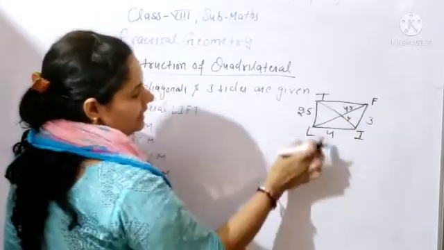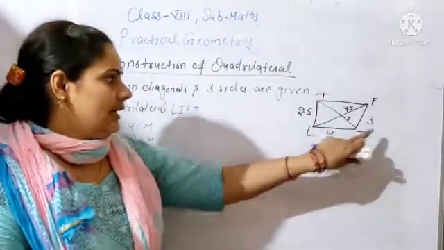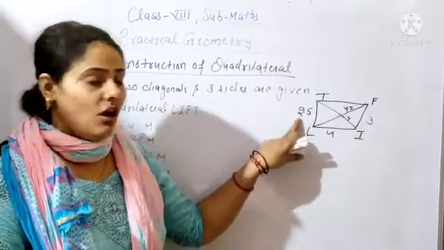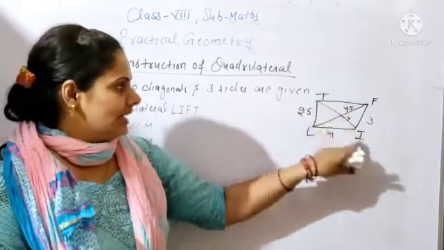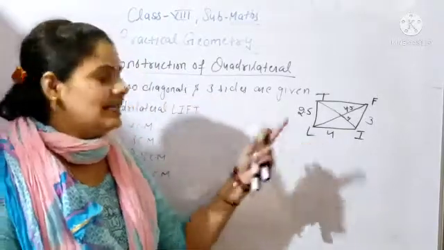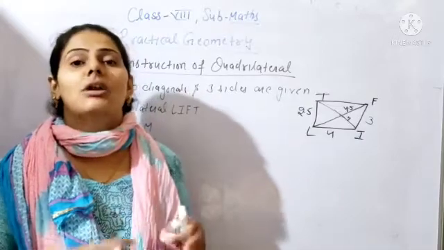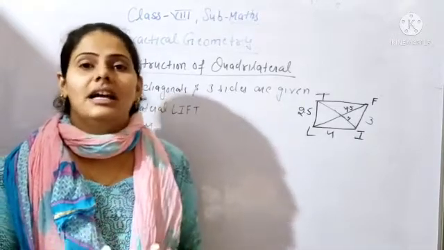So here you can see this is a quadrilateral LIFT where three sides are given, this side and this side, and two diagonals, this one diagonal and this one diagonal. Both diagonal lengths are already given. It means how many sides and how many diagonals are given? Three sides and two diagonals are given. So how will you construct the quadrilateral?